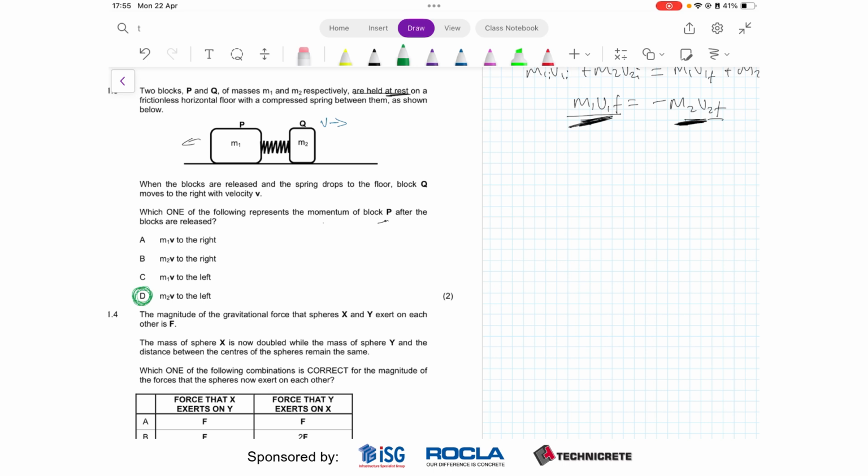Okay, m2v to the left, because the momentum of block P, which is object 1, is equal to minus m2v final, which is equal to the mass of block Q multiplied by v, which is m2v right there. I hope that makes sense.